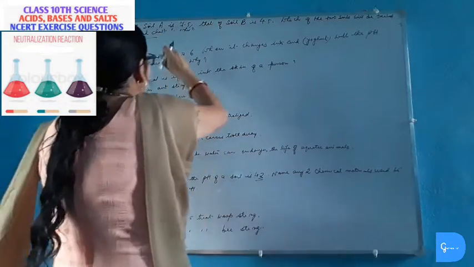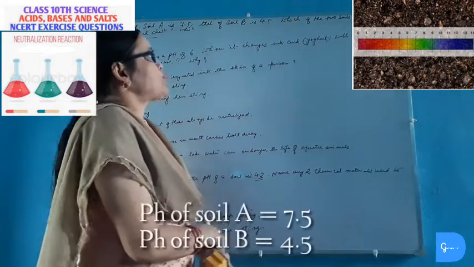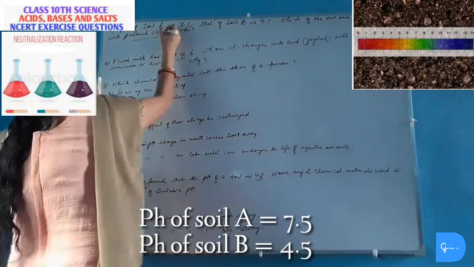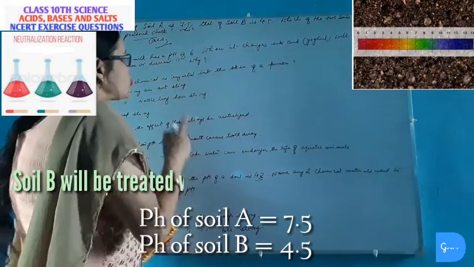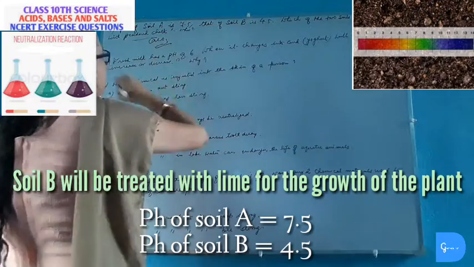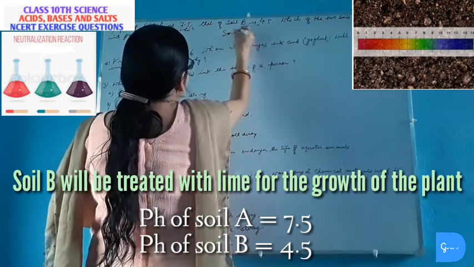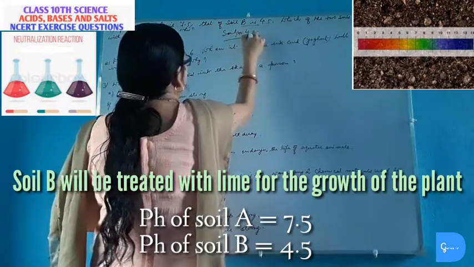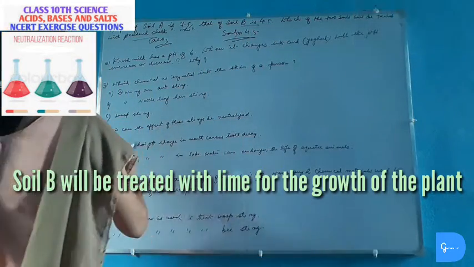pH of soil A is 7.5 and that of B is 4.5. Which of the two soils, either A or B, will be treated with powdered chalk? Powdered chalk means calcium carbonate, which is a base. So the soil which is acid in nature will be treated with calcium carbonate. So soil B is acidic soil having pH below 7. So soil B will be treated with calcium carbonate to make it suitable for the growth of the plant.